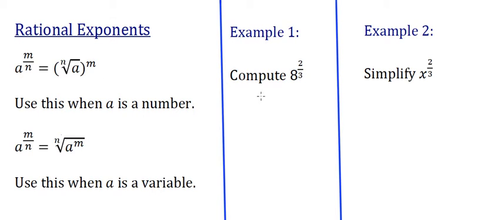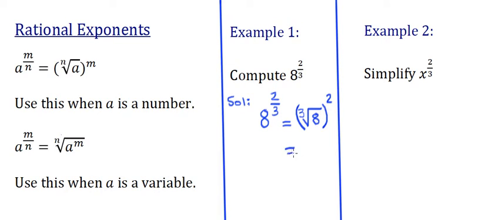First example, example number 1, suppose I say compute 8 raised to 2/3. Solution. 8 raised to 2/3, since the base is a number, the number 8, should be equal to the cube root of 8, first, within parentheses, and then raised to this 2. Remember, the denominator becomes the index of the radical, and the numerator is the exponent outside.